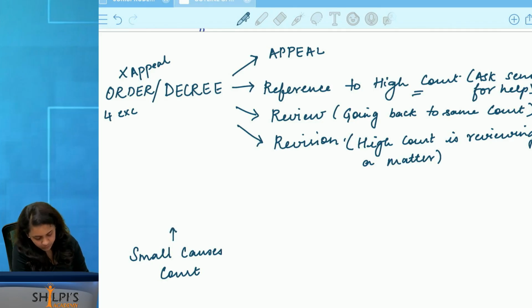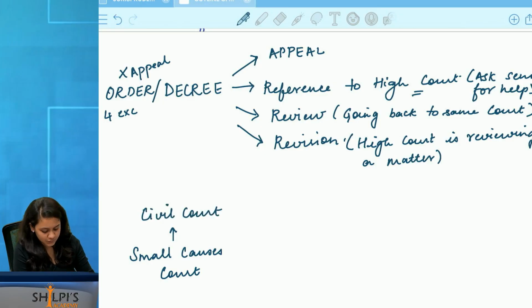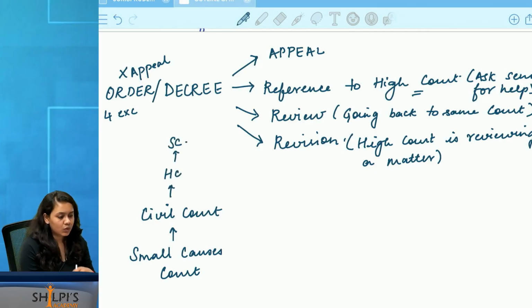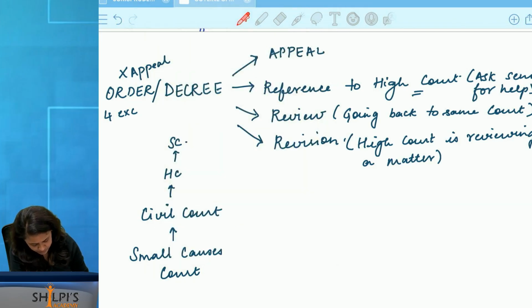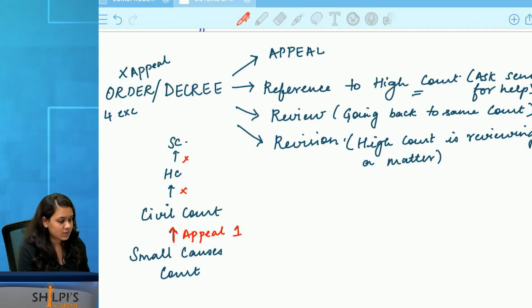Now, if you have to go on appeal from the small causes court, you don't go to the High Court. You go to the district civil courts. Then above the civil court only you have your High Court and your Supreme Court. Now what it says is all matters that are heard before the small causes court cannot ever have a right of second appeal. Which means that this appeal will be allowed, but everything beyond this is not allowed. Second appeal is not allowed, and definitely third appeal is not allowed.